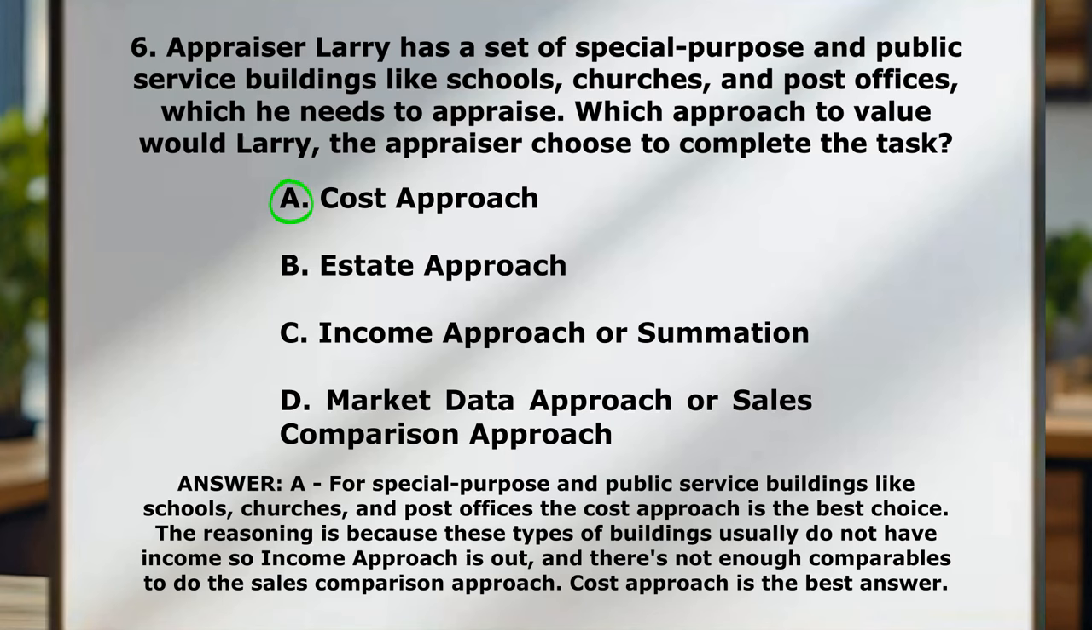For special purpose and public service buildings like schools, churches, and post offices, the cost approach is the best choice. The reasoning is that these types of buildings usually don't have income, so the income approach doesn't really work. There are also not really a lot of comparable sales to do the sales comparison approach. So cost approach is the best answer.